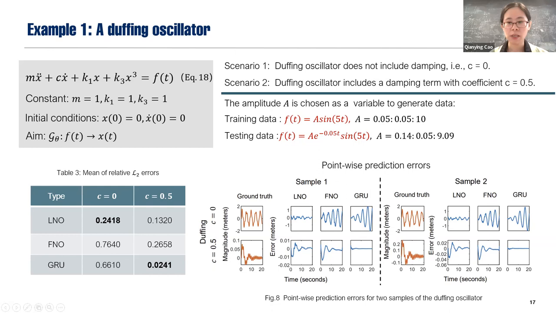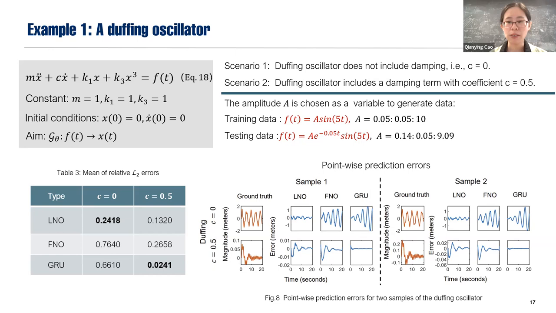Table 3 gives the mean value of the relative L2 errors obtained by LNO, FNO, and GRU. The improvement of the prediction of LNO or FNO is more pronounced for oscillators without damping. If the damping of a system is zero, there will always exist a transient response. Remember, LNO features a dedicated transient term compared to FNO. That's the reason why LNO is better than FNO here.